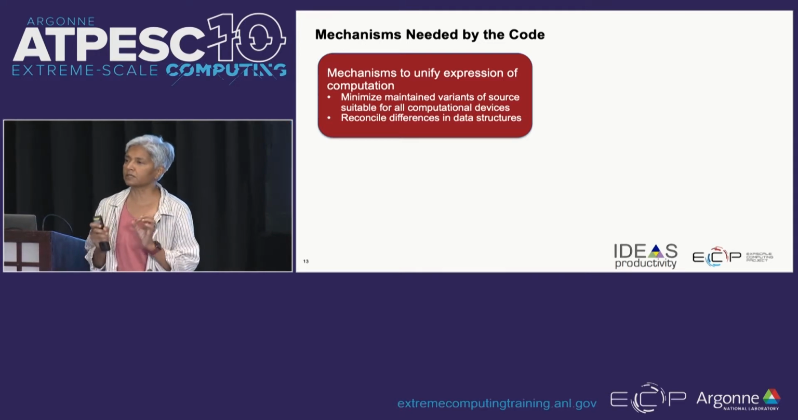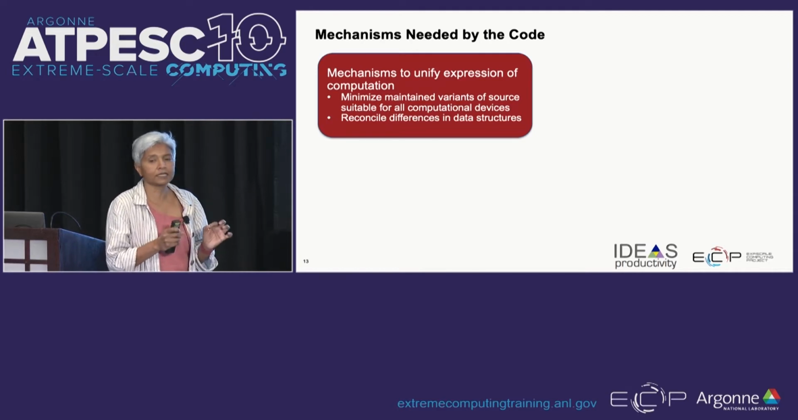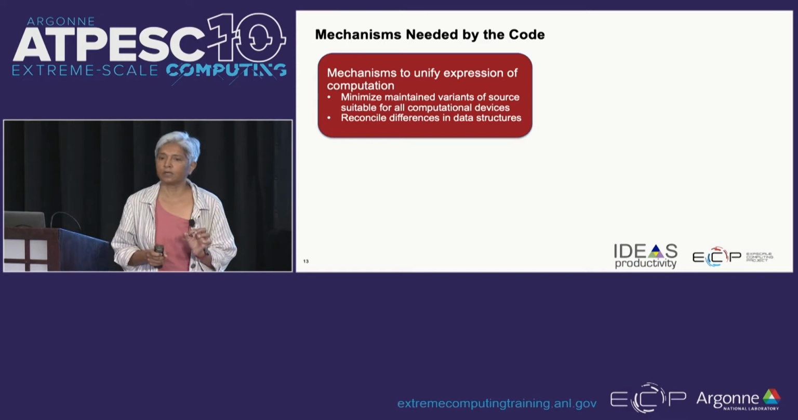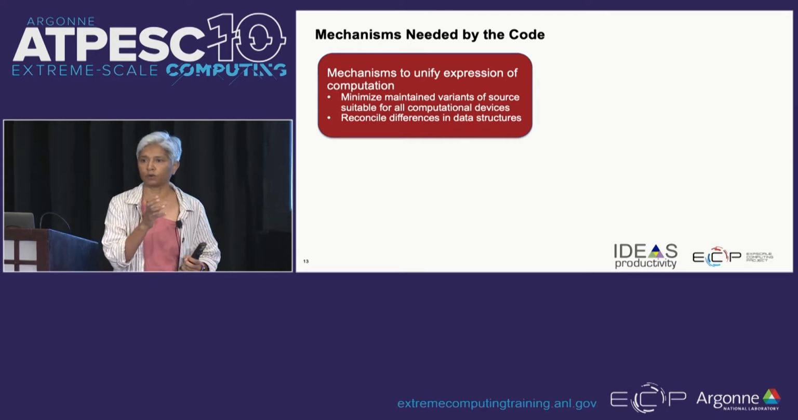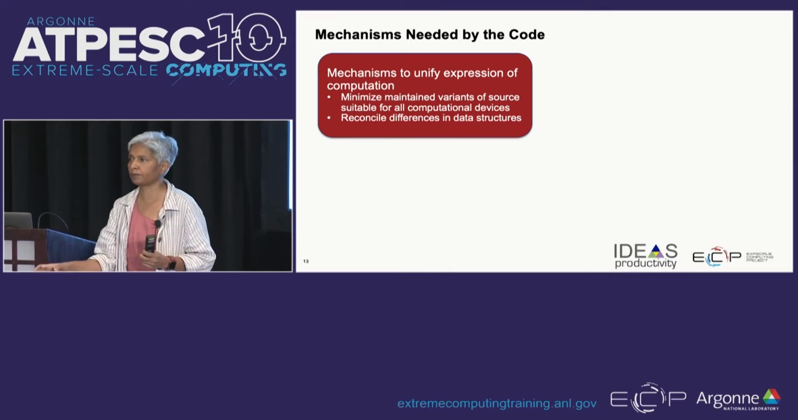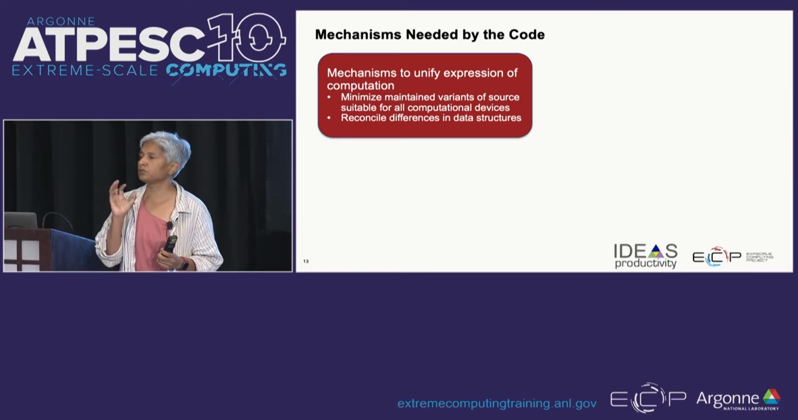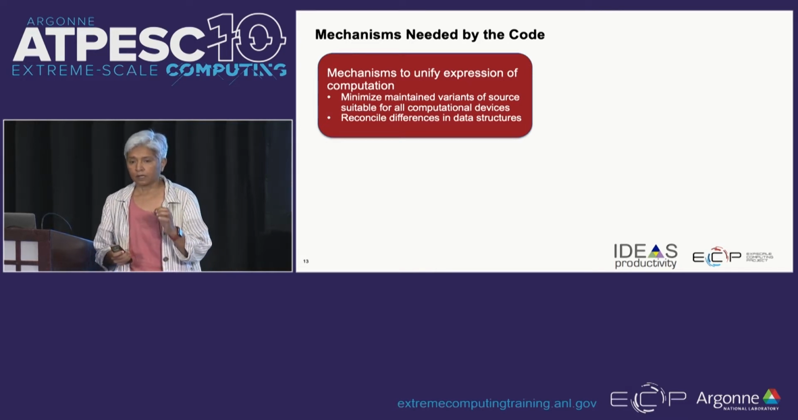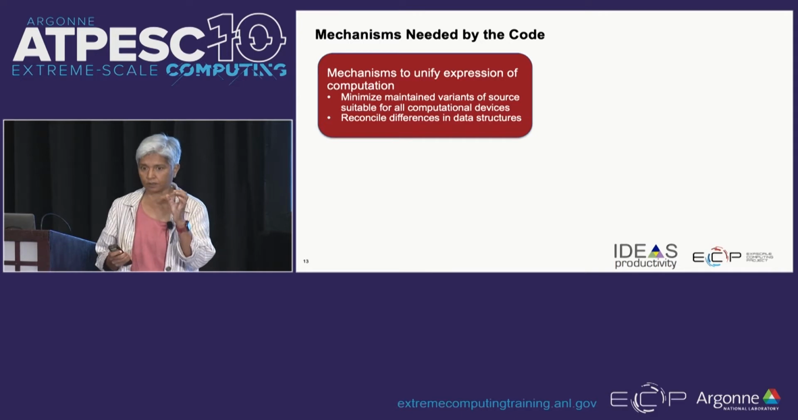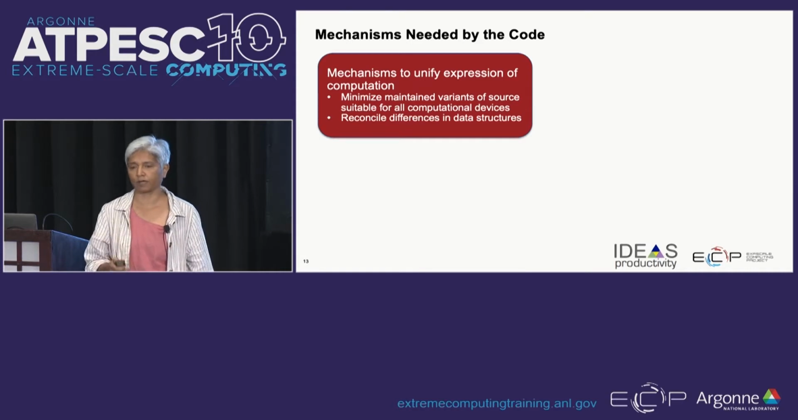So the mechanisms that codes will need in order to tackle these challenges, in order to work in this environment: you need a mechanism to unify the expression of computation, because you do not want to have to write a separate code for CPU, a separate code for GPU, a separate code for another device, and so on, right? What you want is to express your computation once, and be able to reuse it on different target platforms. And it's not just in terms of the flow of control, but also the difference in data structure. So you need a way of unifying all of that.